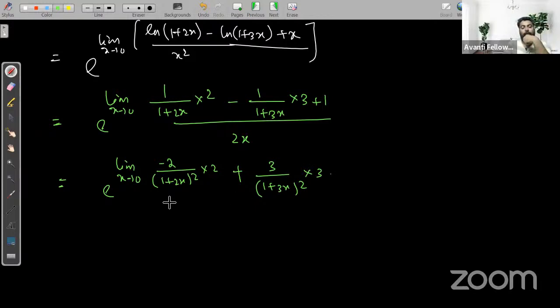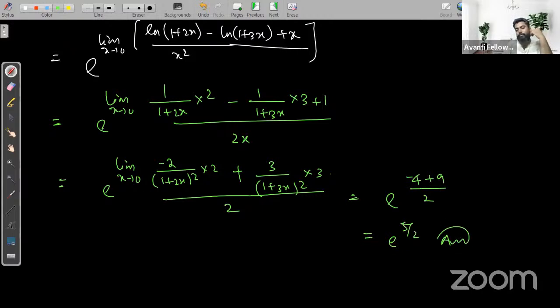This is 0 divided by 2, right? So now if you put the limit, you will be getting minus 4 plus 9 divided by 2. So e raised to pi by 2 will be your answer. E raised to pi by 2 will be your answer. Clear? Got my point?